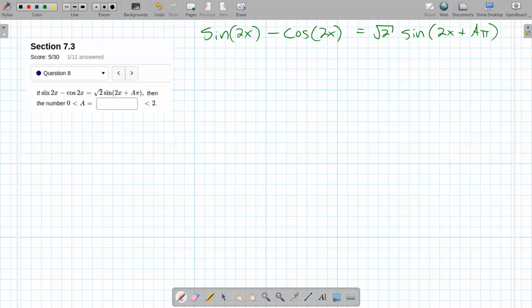So what can we do with this right here? We see we got the sine double angle, we got a cosine double angle, we got a sine double angle with a phase shift. And we want to know what A is. So a little different than the problems we did in 7.2.